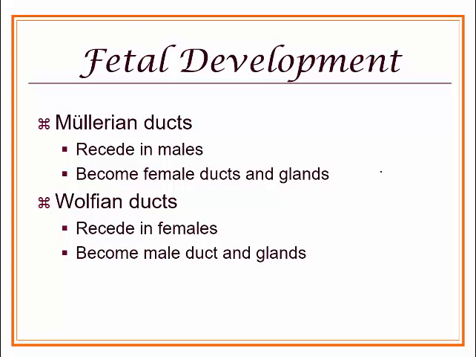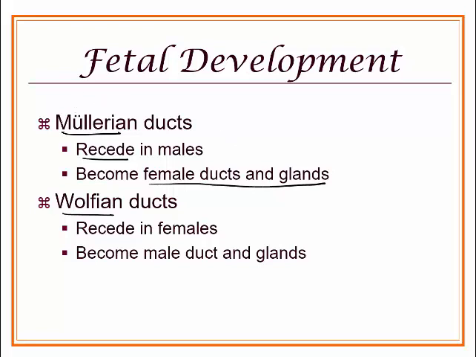Now, the internal duct structures of the reproductive systems. So in fetal development, at one point, 2 types of duct systems are present, and they are the Müllerian ducts and the Wolffian ducts. Now, in fetal development, one of the 2 ducts will recede, meaning atrophy and be resorbed by the body, and the opposite will do the same thing for the other gender. For males, the Müllerian ducts recede, so they go away. And in females, the Müllerian ducts become the ducts and glands of the female reproductive system.